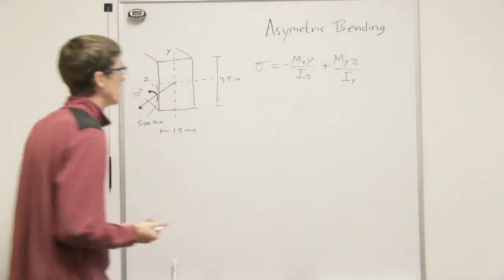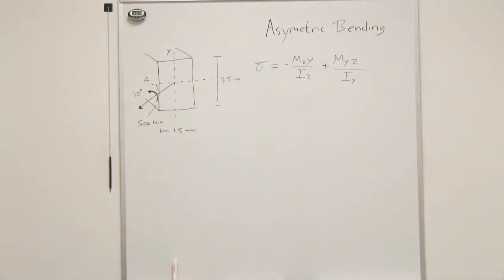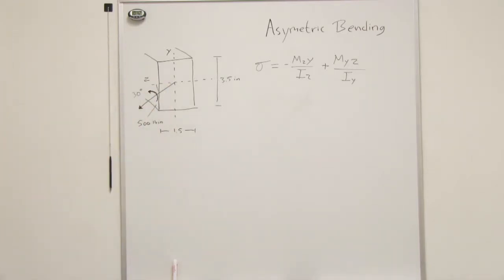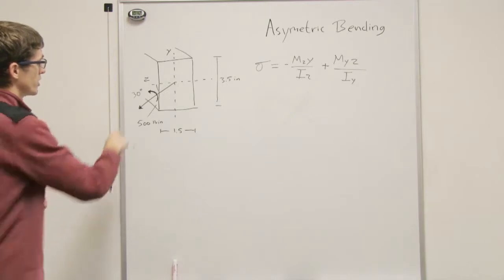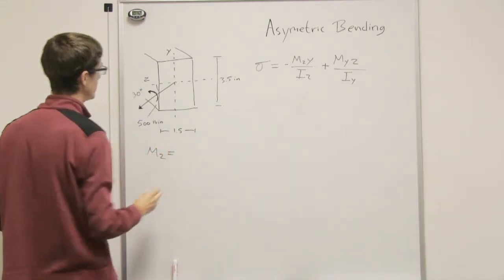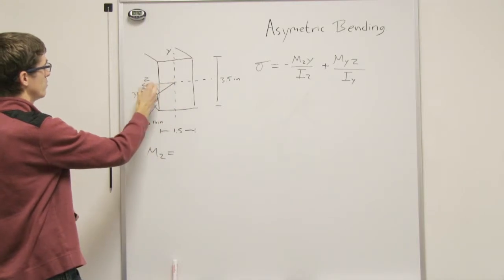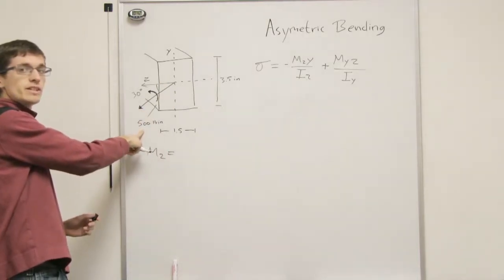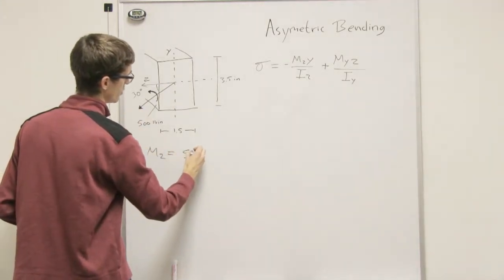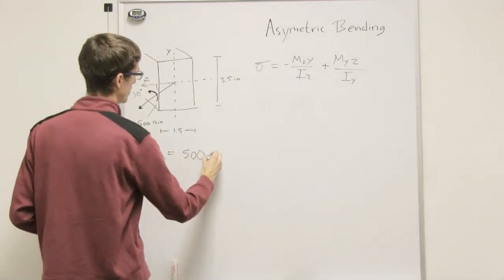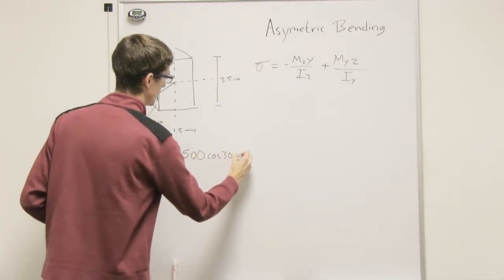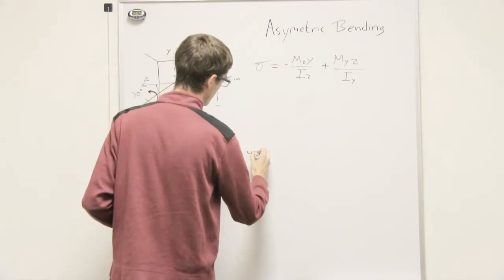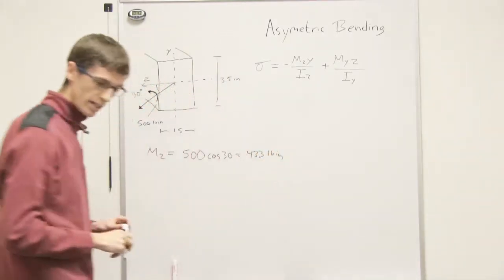So let's solve for our moments first. We want to know what our z component is and what our y component is. The moment about the z is equal to, well, that's this component, right? So that'll be the cosine of 30. It'll be this moment, which we know is 500 pound-inches, times the cosine of 30. And that is equal to 433 pound-inches.